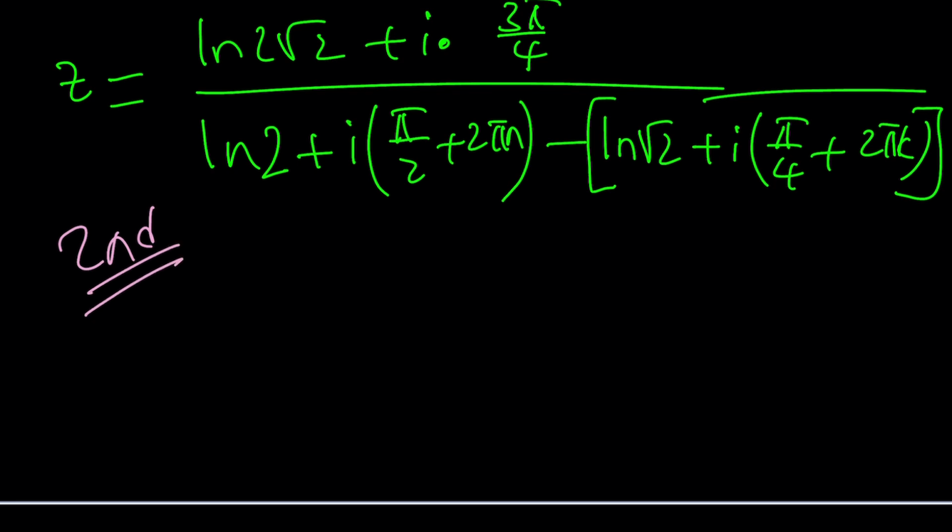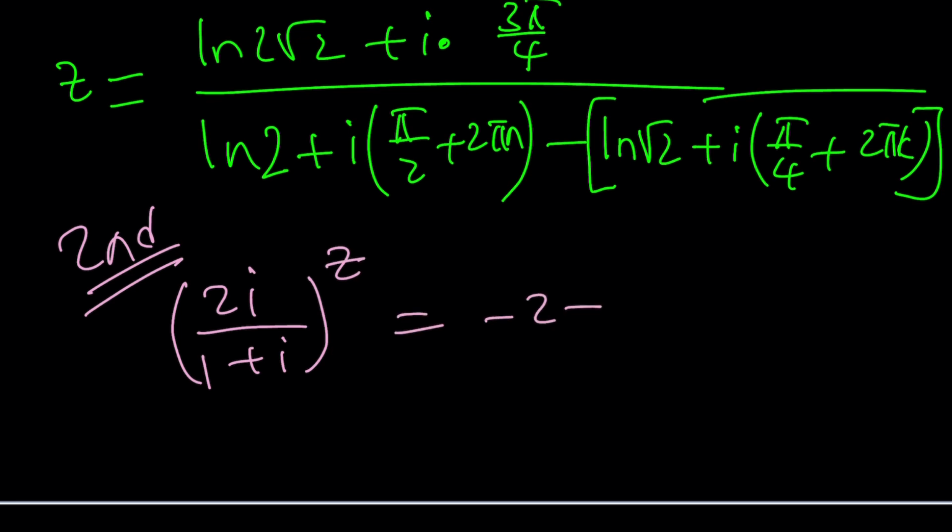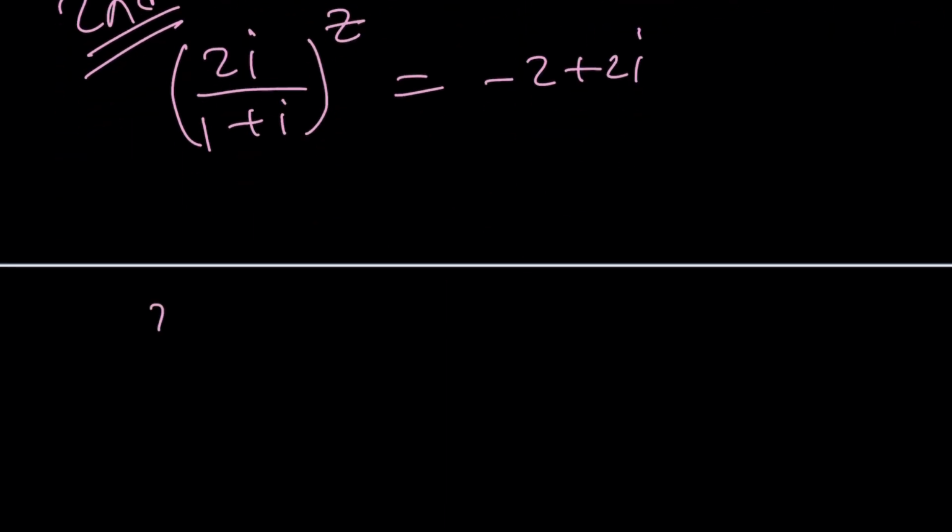Second method. So we have this expression, right? So the idea is, why not simplify the base? We can do that, right? So let's go ahead and focus on 2i over 1 plus i. You know why? There's a good reason. I'll show you. First, we multiply by the conjugate.